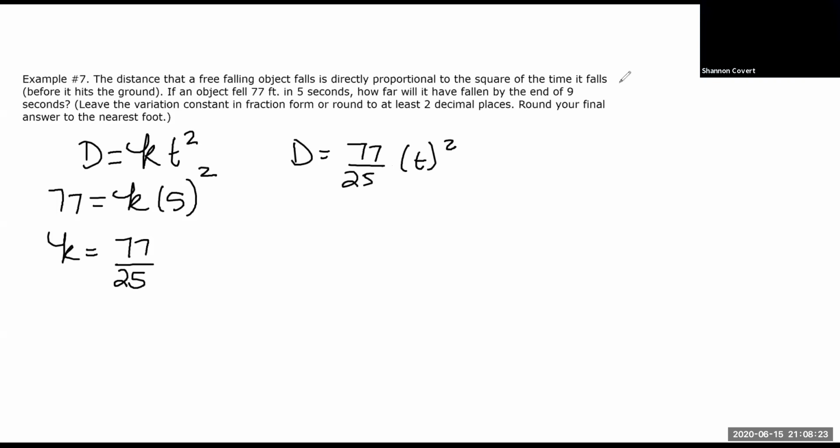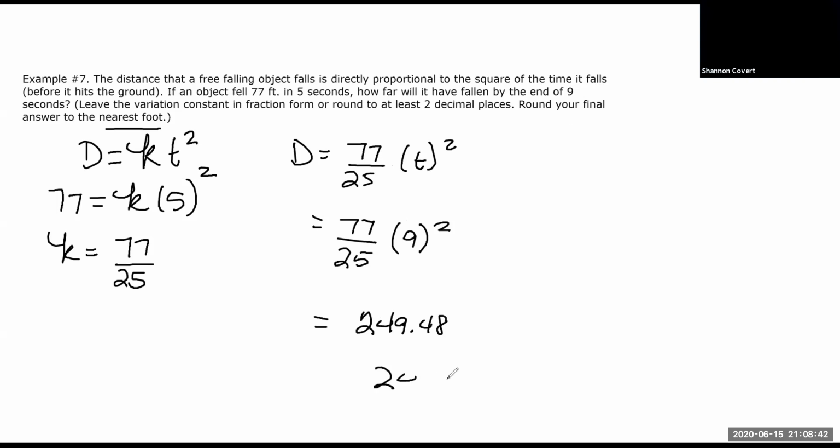I want to know now how far it has fallen at the end of 9 seconds. So 77 over 25 times 9 squared gives me 249.48. I need to round to my nearest foot, which is 249 feet.